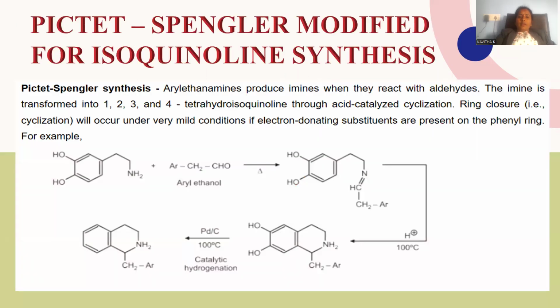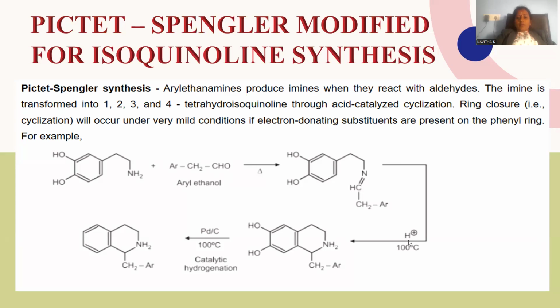Let me go with the Pictet-Spengler modified isoquinoline synthetic protocol, where a primary amine is taken and treated with this aryl ethanol. The aryl moiety is located upon the carbon atom, which is the ethanol core. They are subjected to heating whenever heating is required. Obviously, heating is required for the condensation reaction. Here is the amine, here is the aldehyde. They will go through condensation, generating a Schiff base.